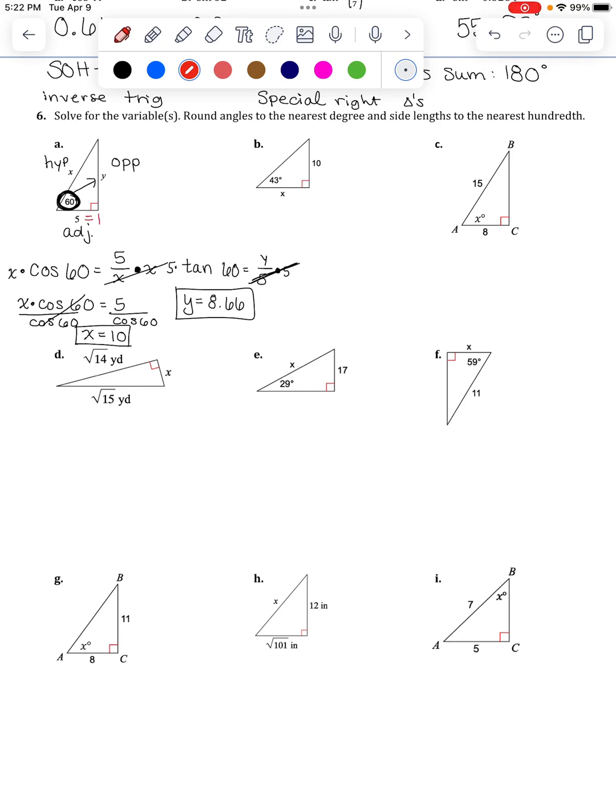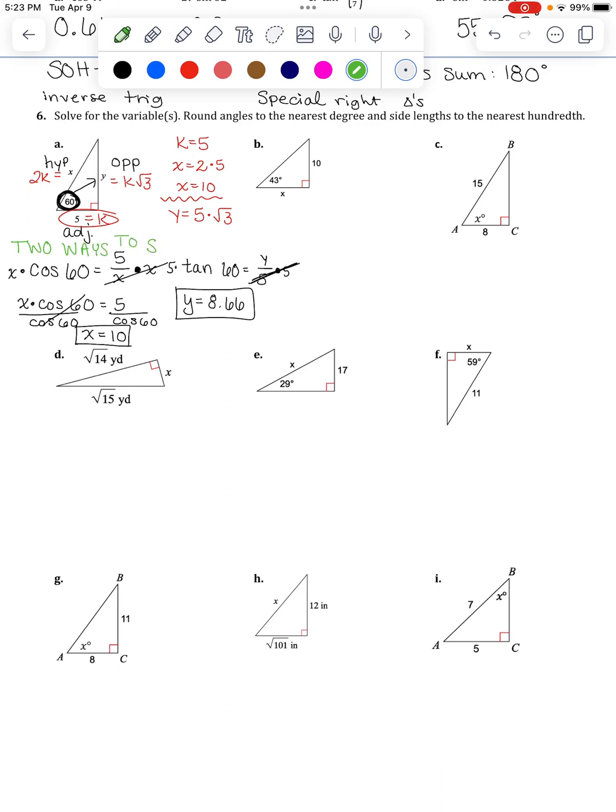Now you could have treated this as special right triangles. If you had done so, this side would have been k, this side would have been k times the square root of 3, and this side would have been 2k. You would have solved this, said k was 5, therefore the hypotenuse, which was 2k, would have been 2 times 5, therefore x was 10, and y would have been k, or 5, times the square root of 3, which wouldn't have simplified at all. And 5 square roots of 3 is equivalent to 8.66. There's 2 different ways to solve there.